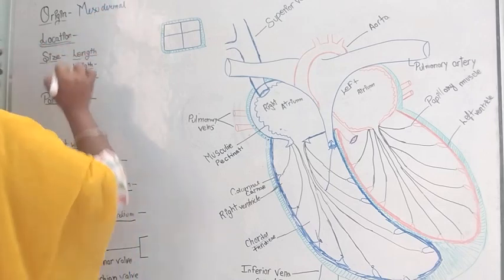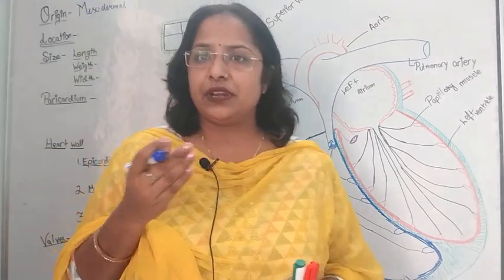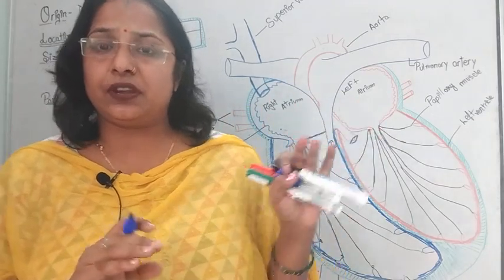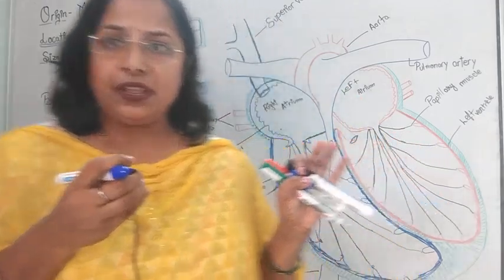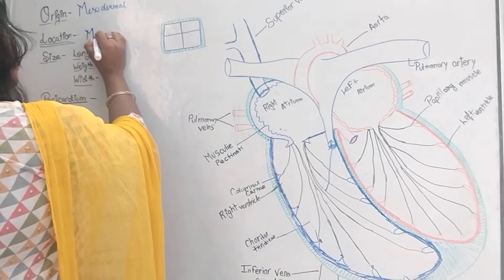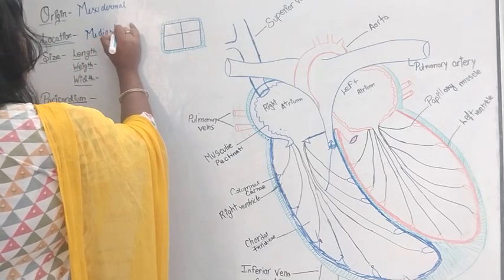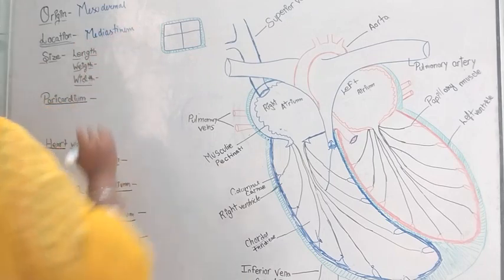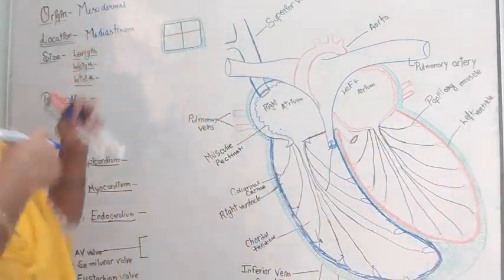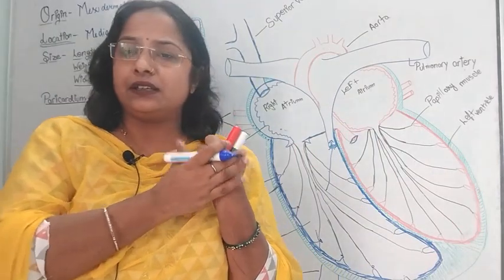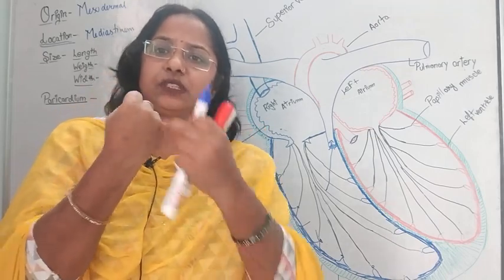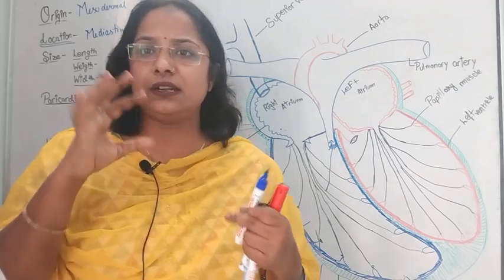Now come to the location of the heart. Where is the heart situated? As we all know, the heart is situated in the thoracic cavity, but at a specific point in the thoracic cavity, known as the mediastinum. At the mediastinum the heart is located, and the heart size is near about a closed fist. A closed fist resembles the heart size.